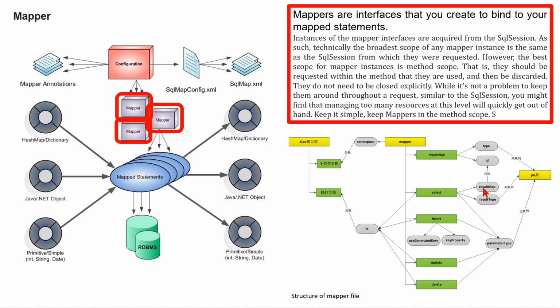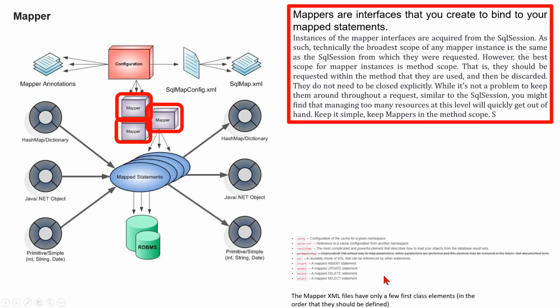Here select is connected to result map, which is connected to ID, and this result map is connected to PO. Here select is connected to parameter type, and parameter type is connected to PO. Here insert is connected to use generated keys, key property and parameter type. Here update is connected to parameter type, and parameter type is connected to PO, and here delete is connected to parameter type, which is connected to PO.